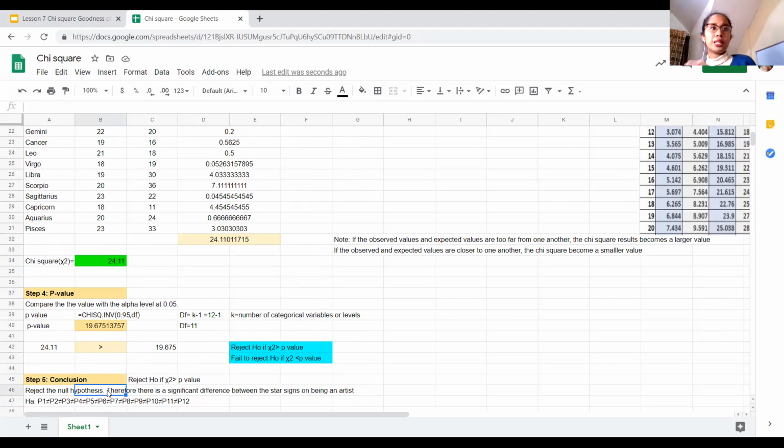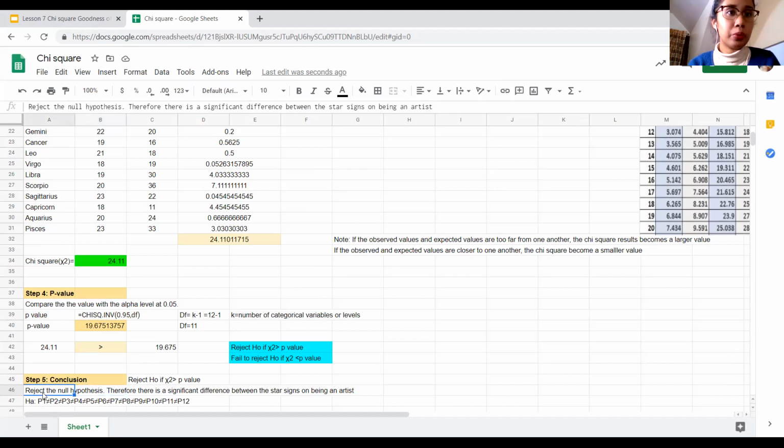Ma'am, why is that? Why don't we use the term accept the alternative hypothesis? Class, in statistics, what we can only do is reject the null. We cannot completely accept the alternative, because we need more evidence to do so. So, class, we only reject or fail to reject.